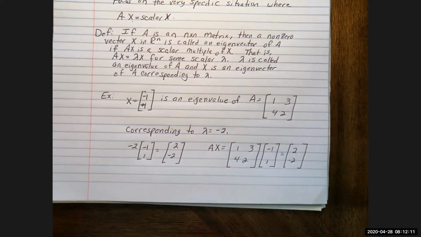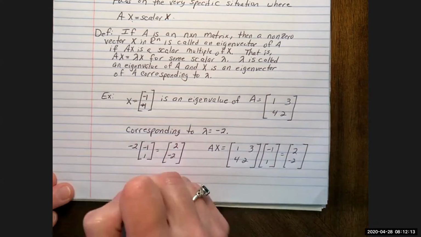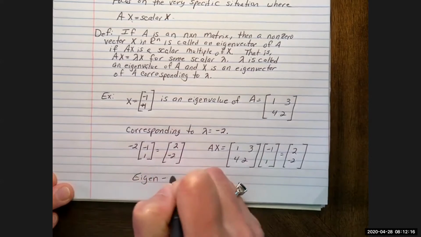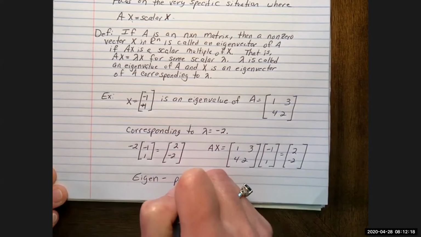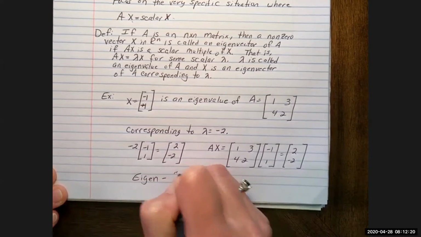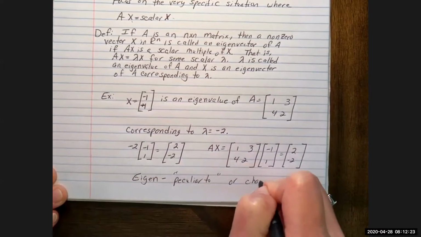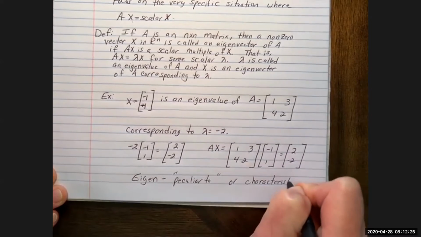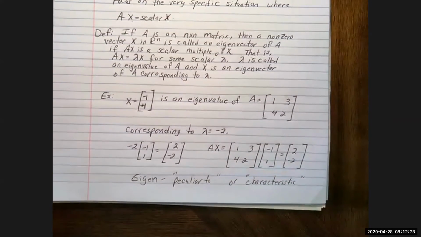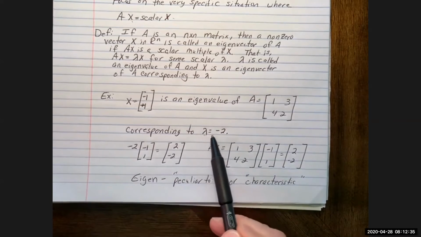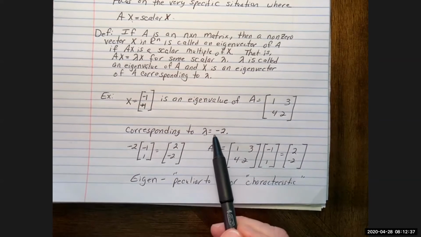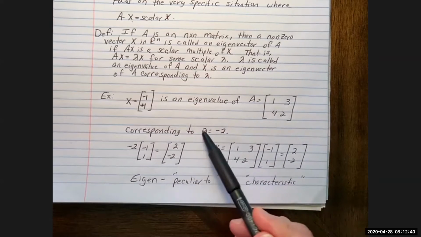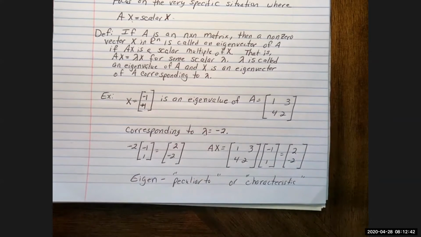Okay, just a note, because I always thought this was a really weird name. So I looked up what eigen was, and it means peculiar to, or characteristic. It's a German word. So this value, lambda equals -2, is not only peculiar to that matrix, but it's peculiar to this vector as well, or characteristic of that.